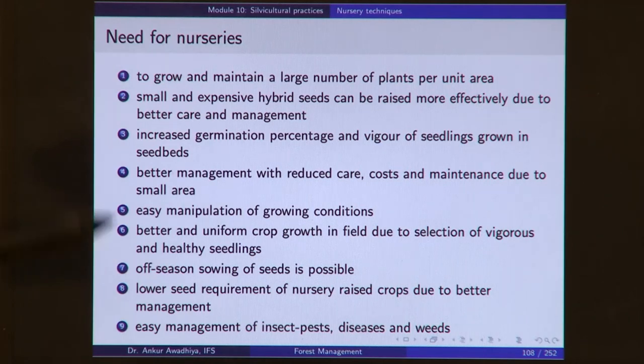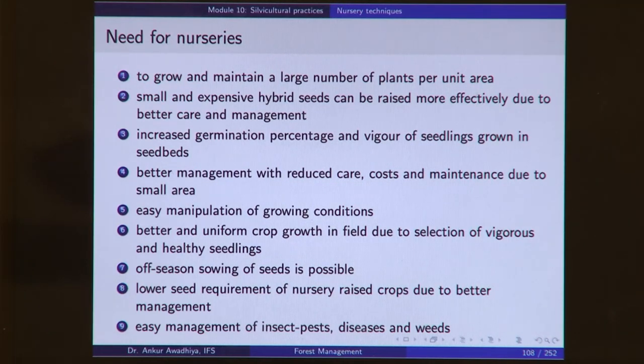Easy manipulation of growing conditions. Now, there are some plants that require some manipulation in the growing conditions, such as in the very early stage of their lives, especially if it is a shade bearing plant. So, this plant would have to be provided with some amount of shade, whereas later on this plant probably will be requiring more intense sunlight.